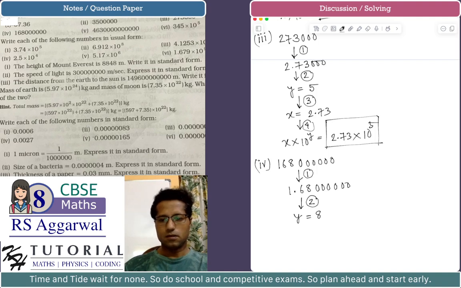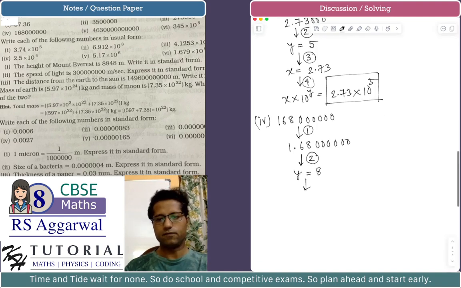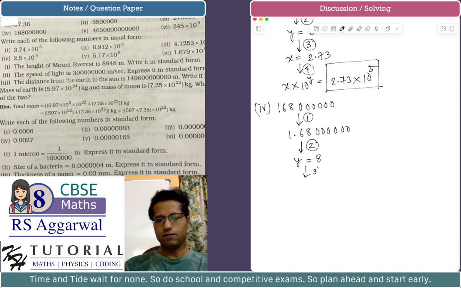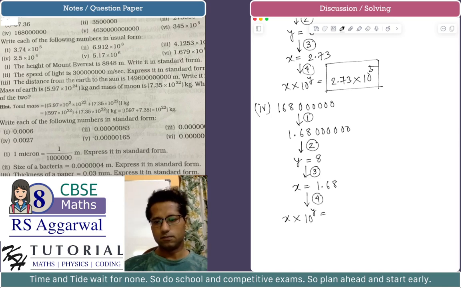After step 3, we will find x. After step 1, we get the number 1.68 and 6 zeros. From this number, I will ignore all the trailing zeros. So this becomes 1.68. So the final step, I get the standard form as x multiplied by 10 to the power y. This is 1.68 multiplied by 10 to the power 8. This is the standard form.